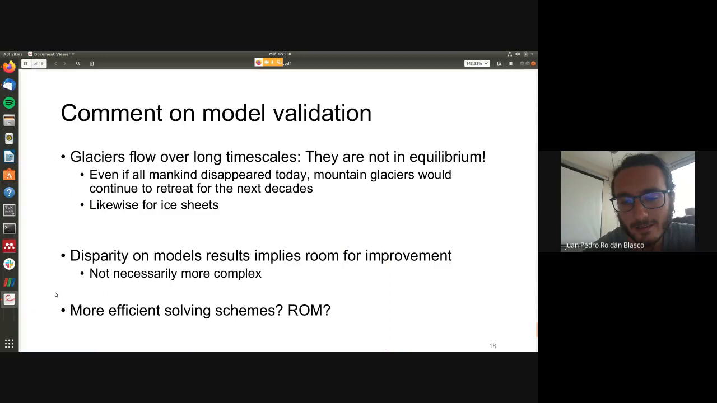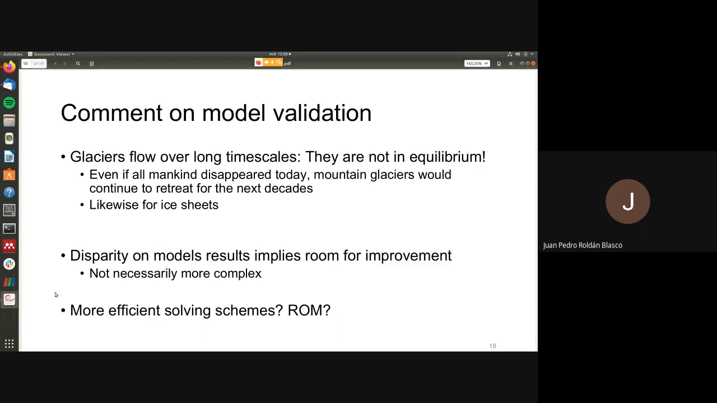And just a final note, a point that I made before, which is the issue that we have with model validation. It depends on the scale, because we have, as I said, really long time scales, which means that, well, it means two things.